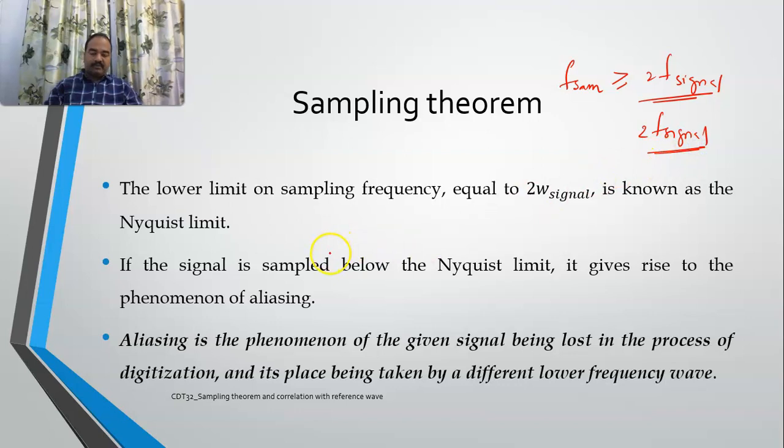If the signal is sampled well below the Nyquist limit, then there can be a concept of aliasing. So what do we mean by aliasing? Aliasing is the phenomenon of the given signal being lost in the process of digitization, and it takes place particularly because of a lower frequency wave.